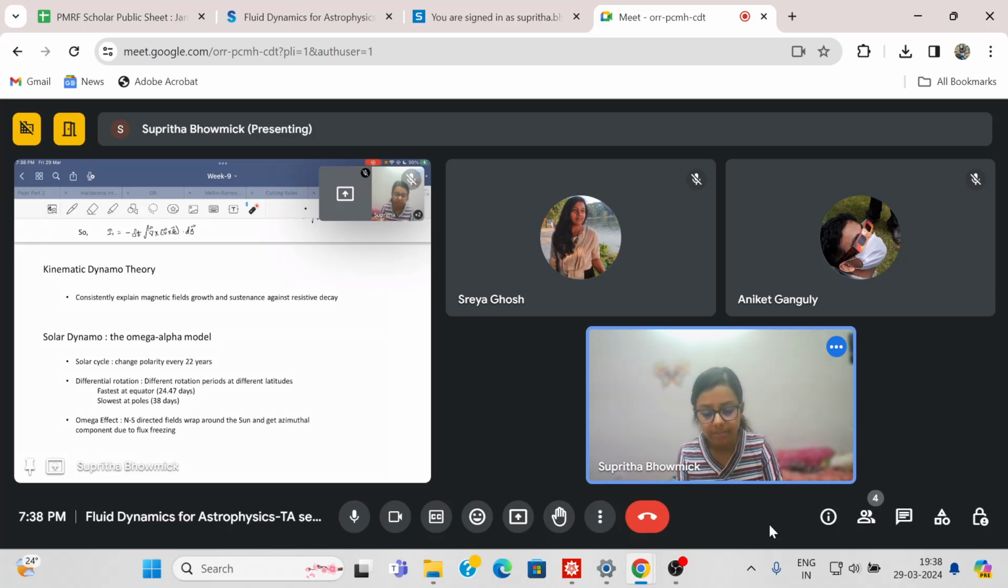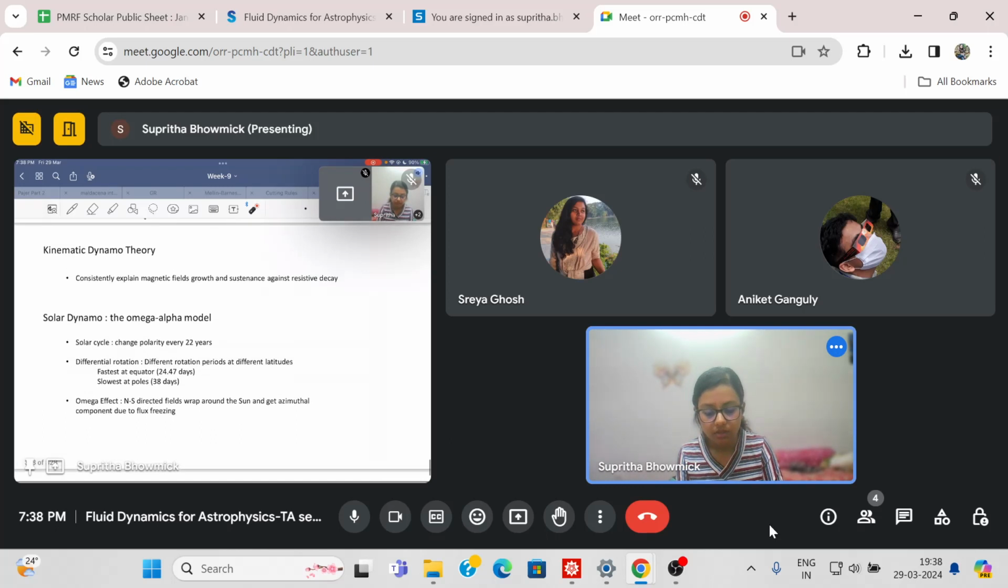Okay, all right. So one of the key features to explain this flipping is to note that our sun has differential rotation, which means that the rotation periods at the equator and the poles are different.